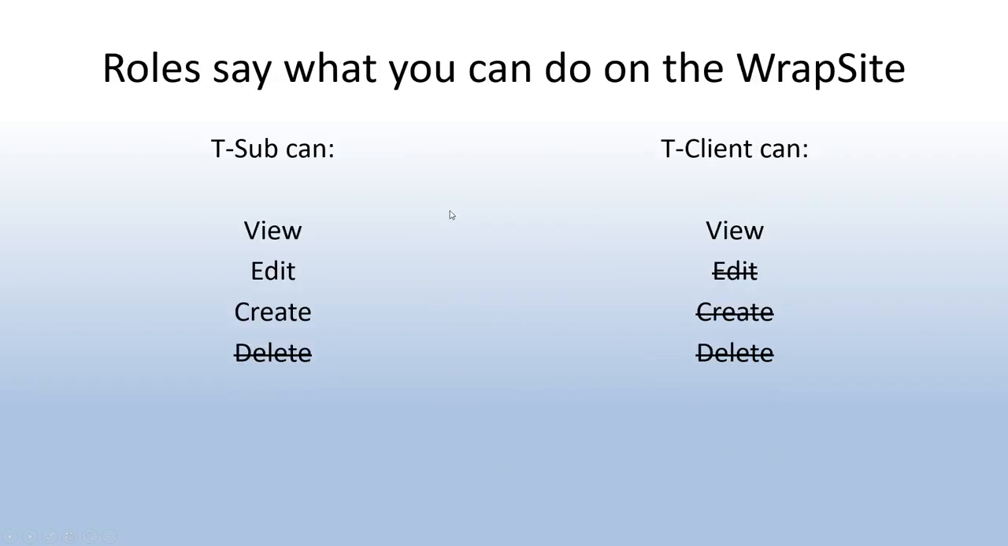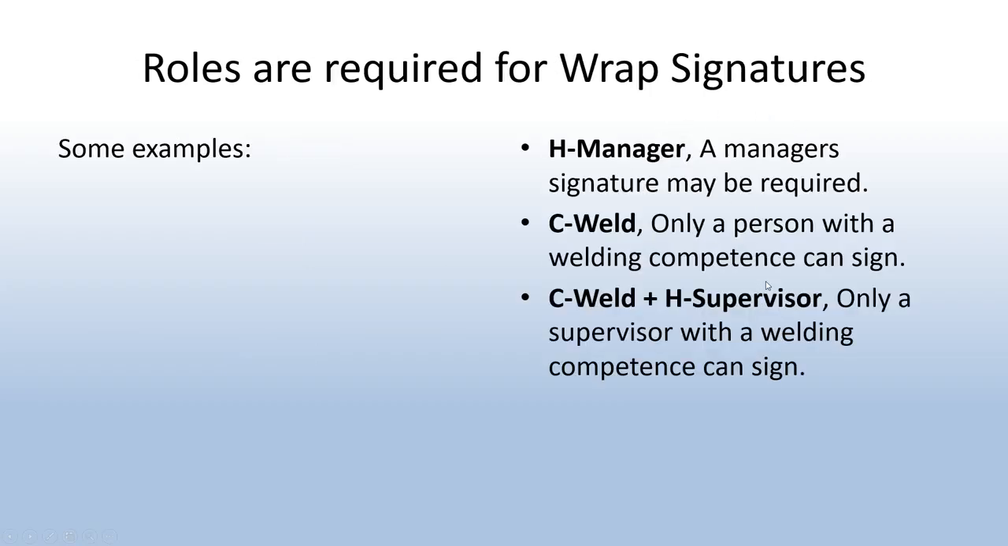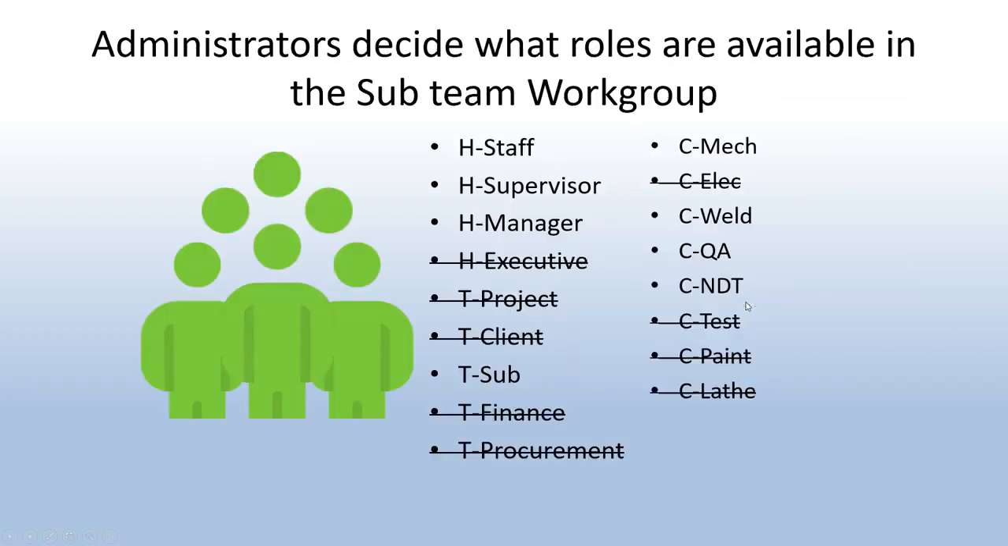And roles say what you can do at the WrapSite. So a sub-team can view, edit and create wraps. A client team can only view the wraps. Roles are also required to make digital signatures. It may require the role of manager, it may require the role of a welder, or it may require the combined role of a welder and the supervisor of that welding team.